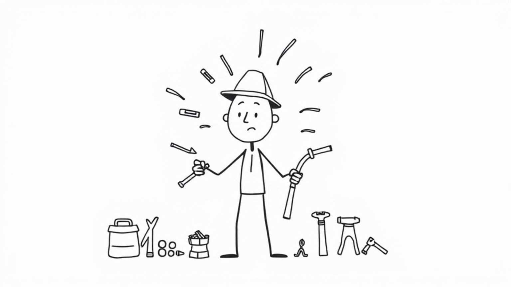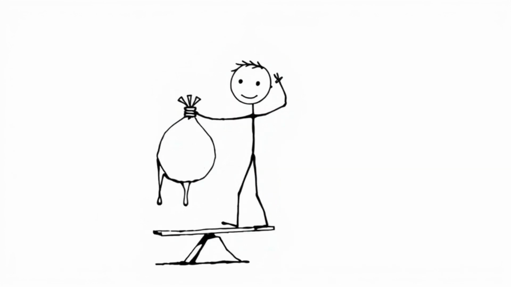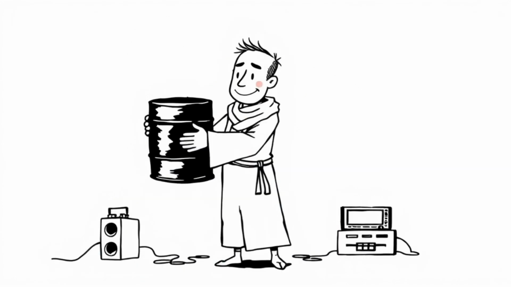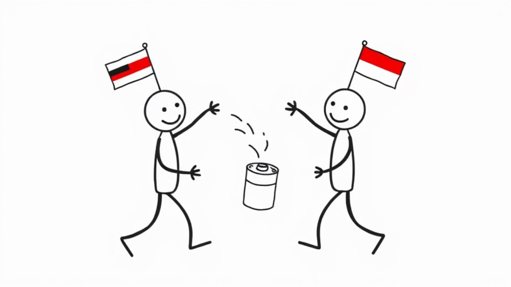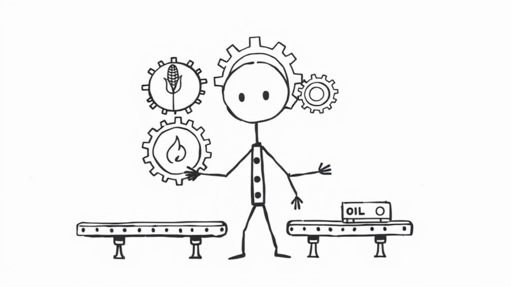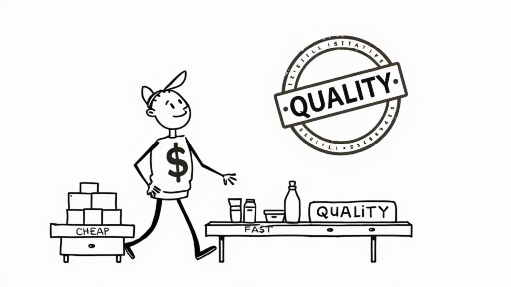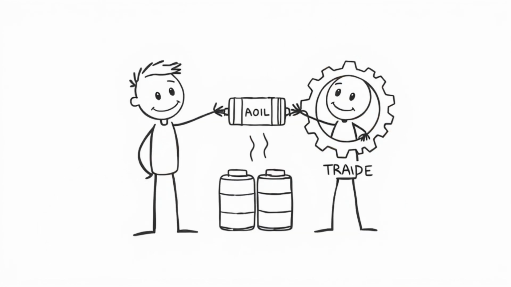Now you might ask, why don't countries just make everything they need themselves? Because it would be expensive and inefficient. For example, Brazil has strong agricultural production. Japan is known for advanced electronics and precision manufacturing. Saudi Arabia produces massive amounts of oil. It makes more sense for each country to focus on what it does best and trade for the rest. That focus on strengths makes products cheaper, faster to produce, and often higher quality. This is why international trade exists in the first place.